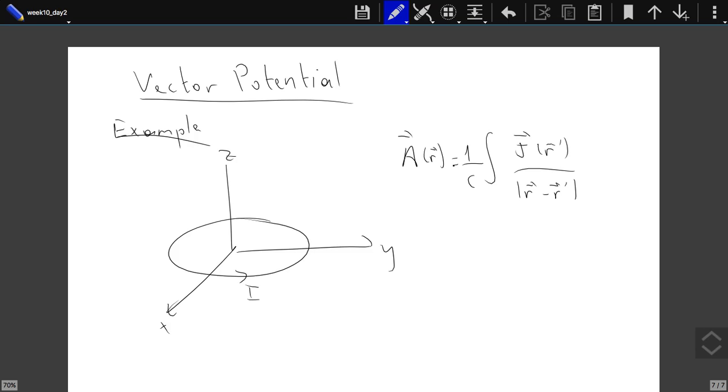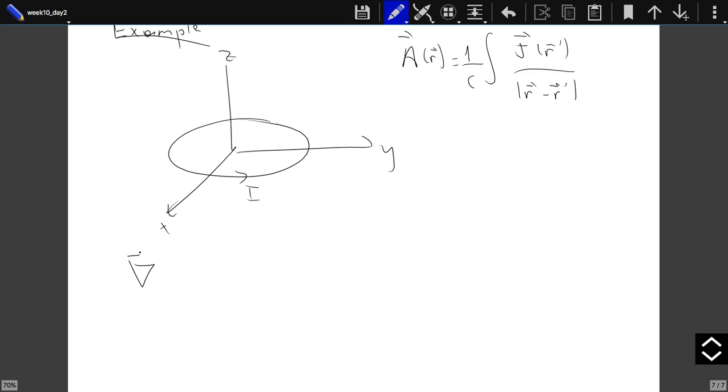Okay, one problem. Does this satisfy the Coulomb gauge? Is this the vector potential we have for the Coulomb gauge? So we already said that I can obtain this vector potential in the Coulomb gauge, but I didn't check that it actually satisfies my Coulomb gauge. So let's see why it satisfies the Coulomb gauge.